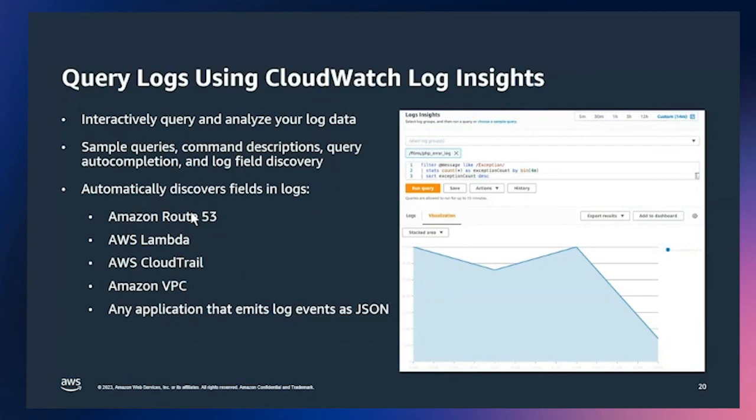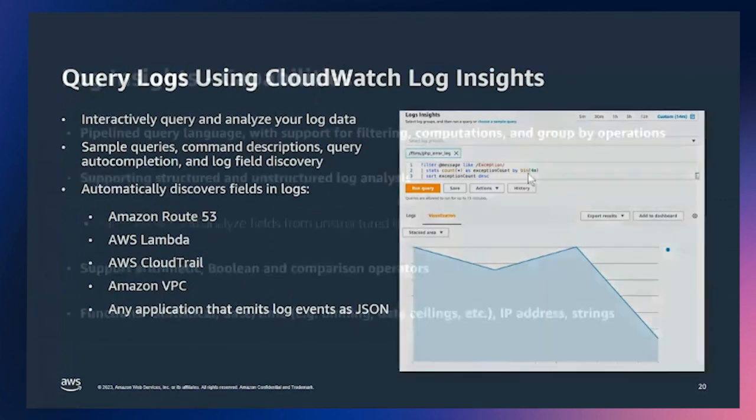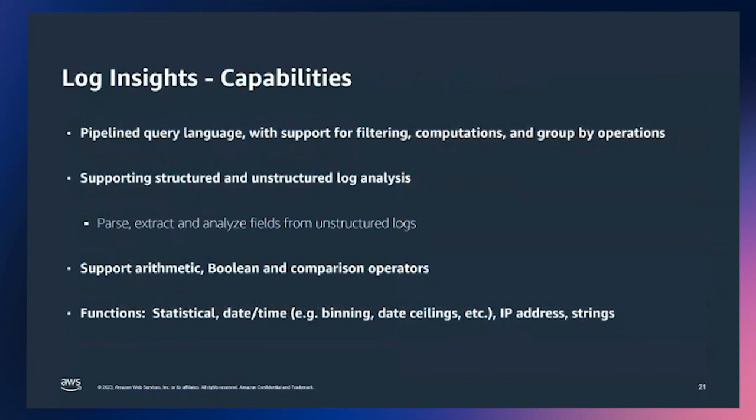Sample queries are included for several types of AWS service logs. CloudWatch Logs Insights automatically discovers fields in logs from AWS services such as Amazon Route 53, AWS Lambda, AWS CloudTrail, and Amazon VPC, and any application or custom logs that emit events as JSON. The example here shows a sample query being used to visualize the number of exceptions in the PHP log across all the instances used to run the application and count the exceptions in 4-minute intervals.